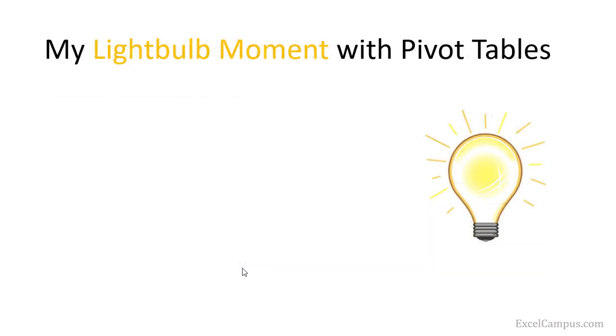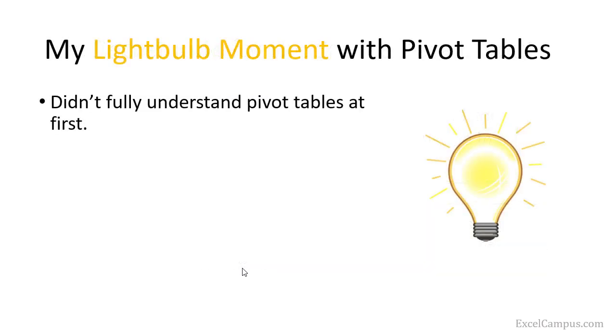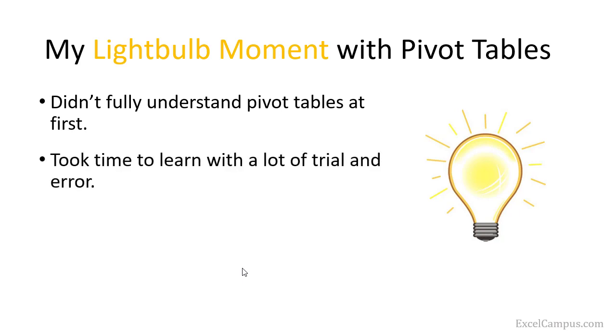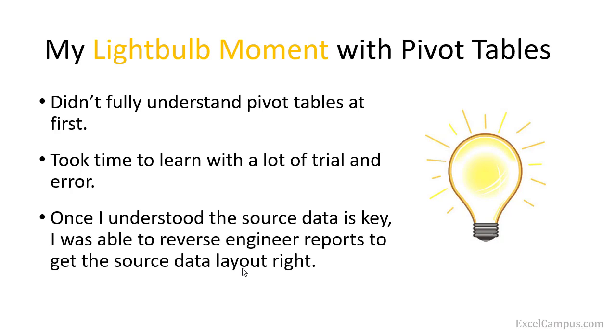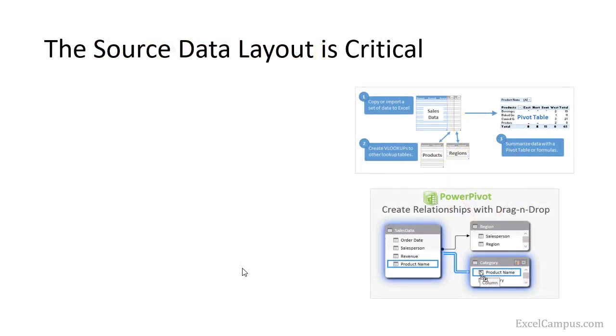So this is kind of my light bulb moment with pivot tables. I didn't fully understand how they worked at first. It took time to learn them, with a lot of trial and error. But once I understood that the source data was key, I was able to reverse engineer these reports to get the source data layout correct.